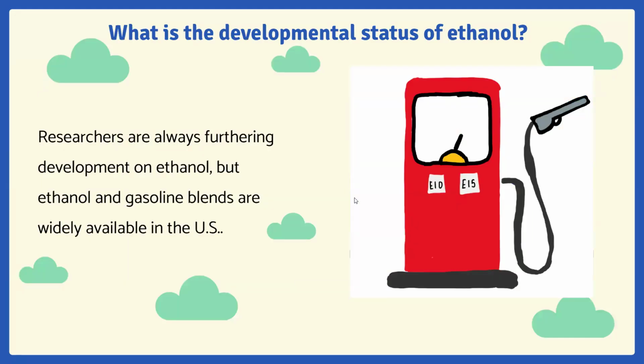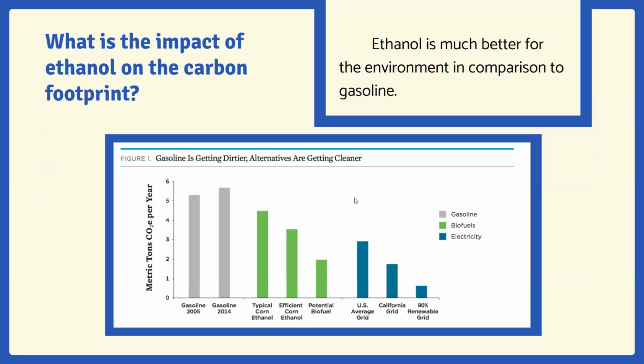Ethanol is always developing, but it's pretty widely used in most gas stations. It may not be 100% ethanol, but the closest thing you can get is E85, which is sold at around 4,000 gas stations around the country. At pretty much every gas station, they sell E10, which is 10% ethanol and 90% gasoline, and E15. If you're looking to use E85, it's a little more difficult because your car has to be properly modified to do so.